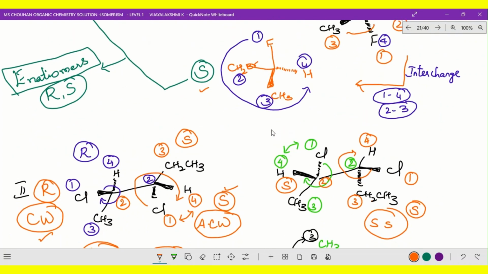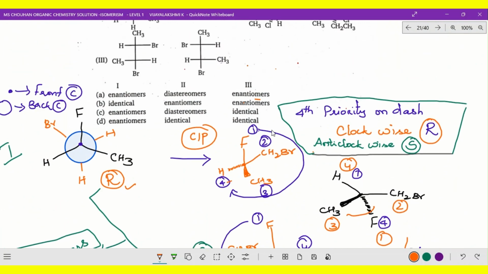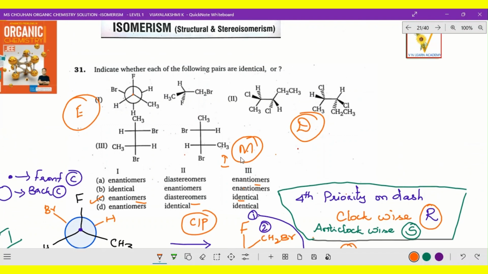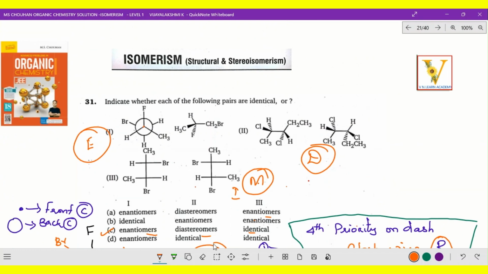Yeah, come on, let us check which is the correct option. I hope you got the clarity on all these points. Yes. So, first one enantiomers, second one diastereomers, third one identical. So, option C is the correct option. So in all these pairs, the first one enantiomers, the second one diastereomers, and the third one meso. That means identical. So I hope you got the clarity about enantiomers, diastereomers, and identical. Come on, let us go to the next question. I hope you got the clarity about this question.